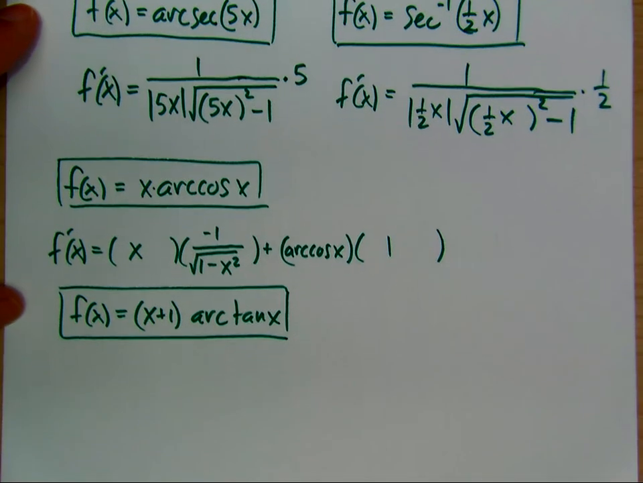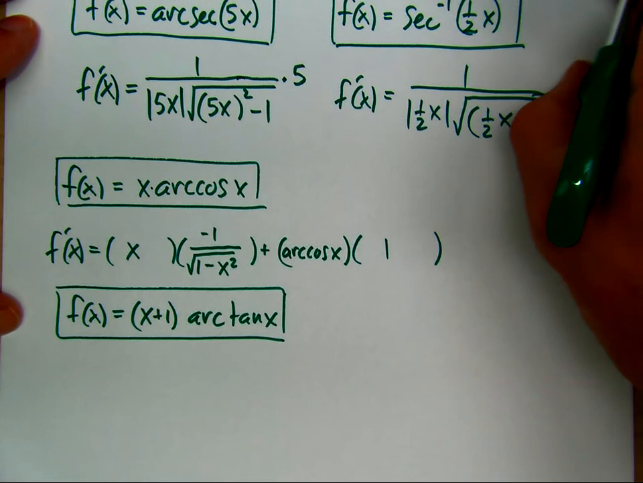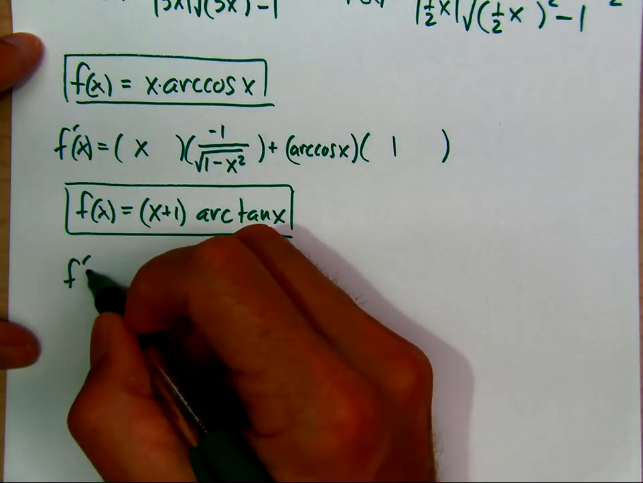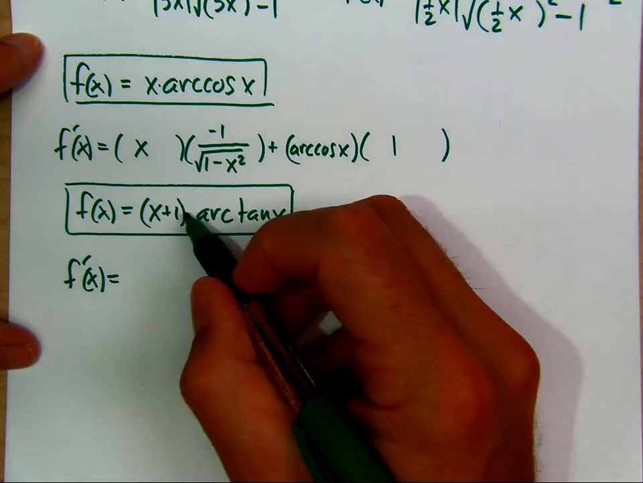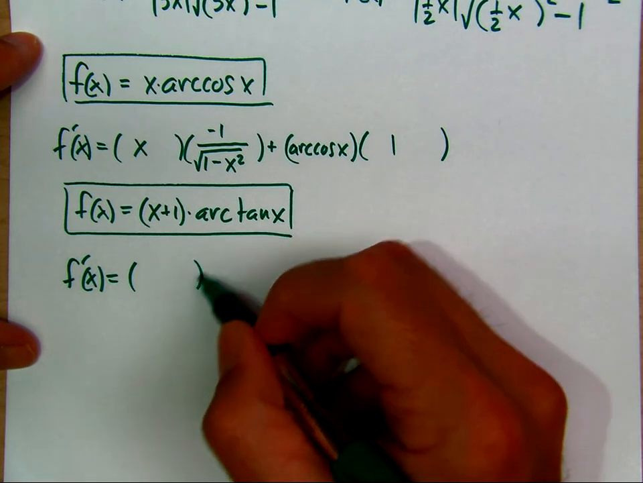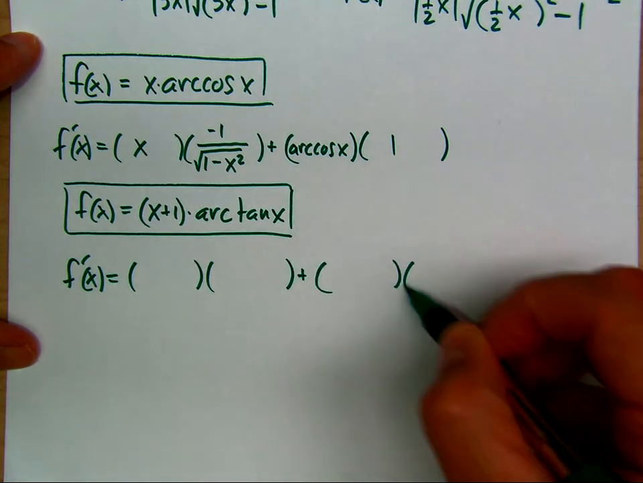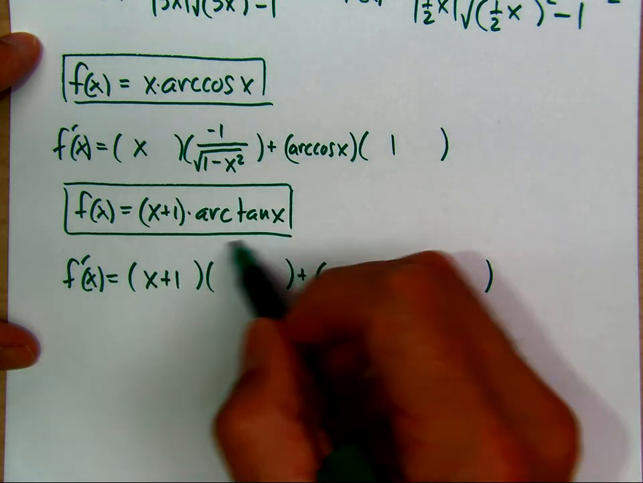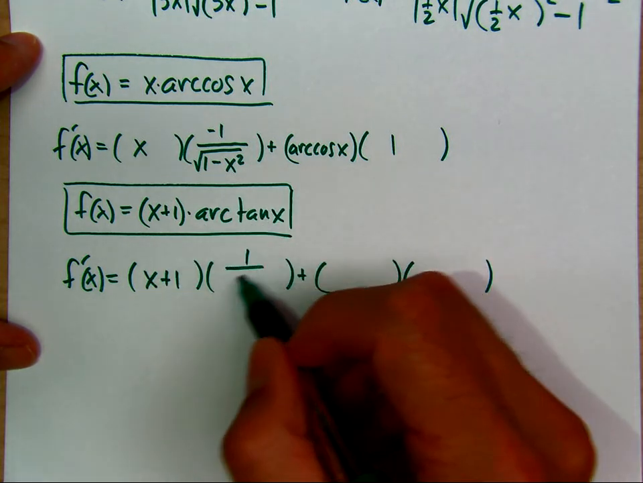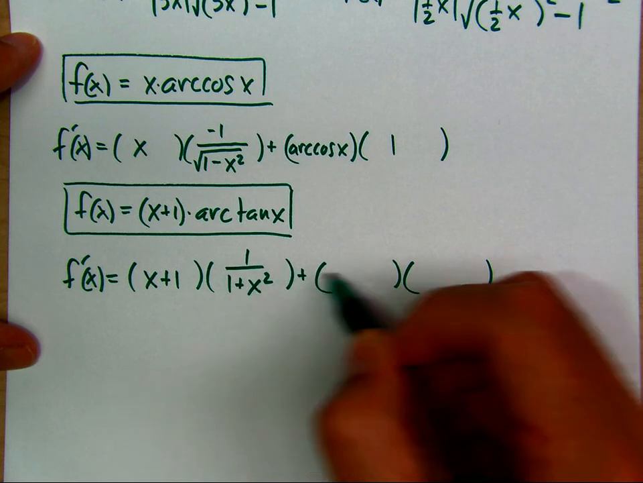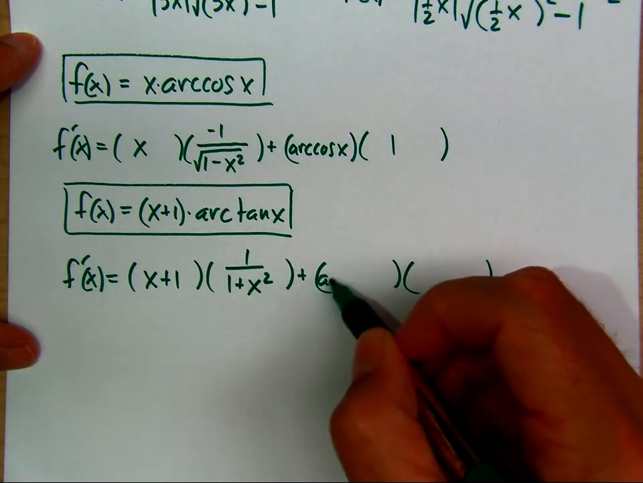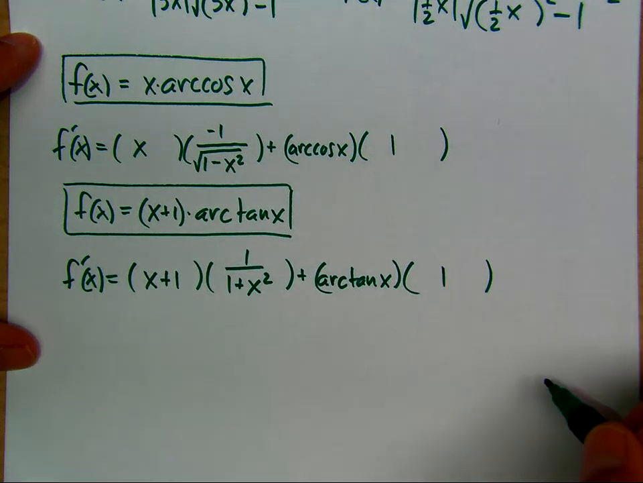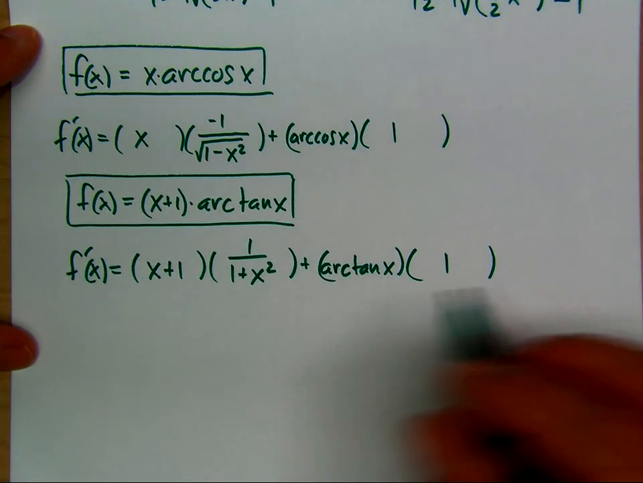Okay, find the derivative of that. Pause the video. So we have a product. And we have the first times the derivative of the second. Arctan, that's 1 over 1 plus x squared. Then we have the second, arctan, times the derivative of x plus 1. X plus 1.